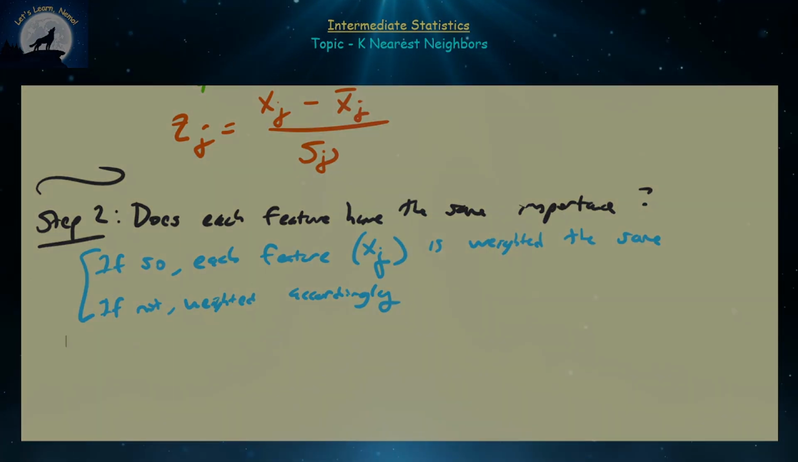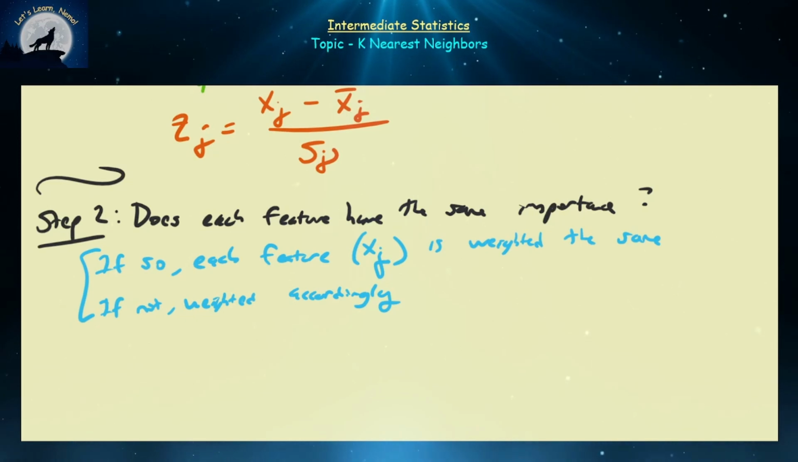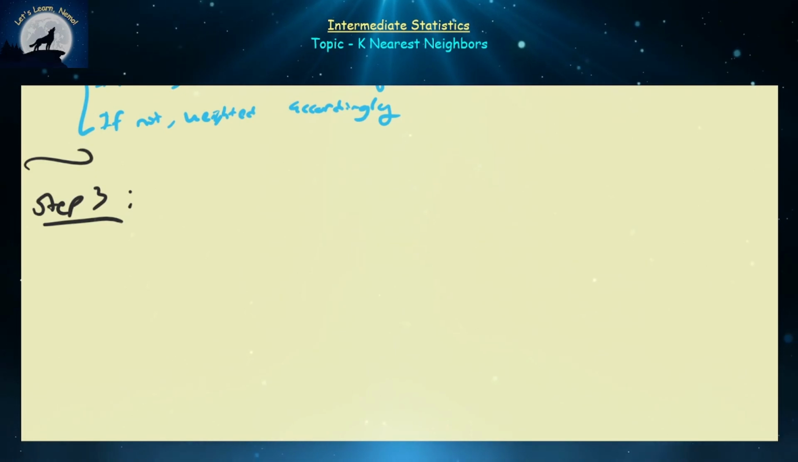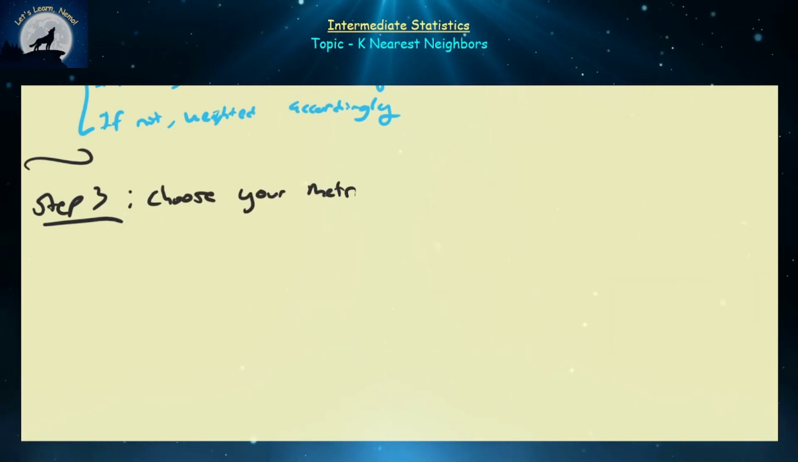weights for different features. Now, once we have chosen the features that we want to compare for our neighbors, and we have decided the weights, or decided that they should have equal weights for each of those features, now what is the next thing that we need to do? So step three is obviously going to be to choose your metric of choice, right?